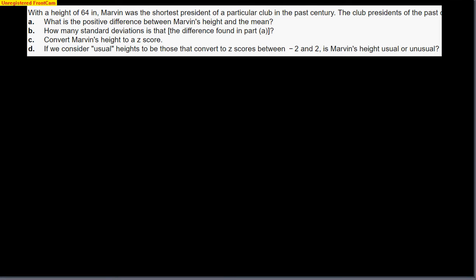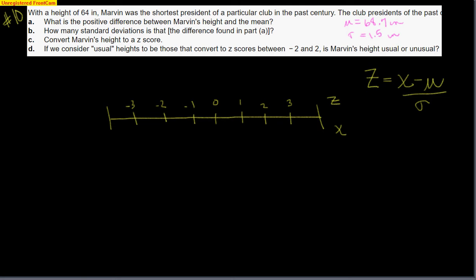Okay, hi everyone. This is a problem from homework number 7. In fact, it's problem number 10. When I copied it here, I had to cut off some of it, so I just added the information. It says, with a height of 64 inches, Marvin was the shortest president of a particular club in the past century. The club presidents of the past century have had a mean height of 68.7 inches with a standard deviation of 1.5 inches. Okay, so letter A asks, what is the positive difference between Marvin's height and the mean?